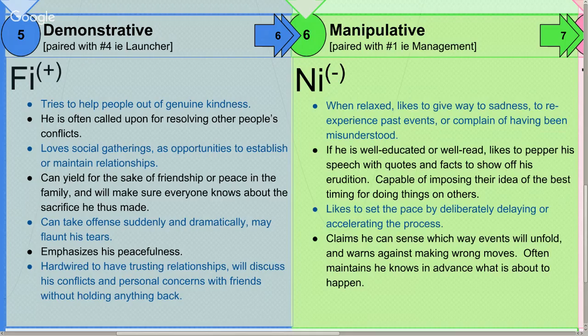Often maintains he knows in advance what is about to happen. No, that's not me. I really don't even get into the prediction game, but I can sometimes make educated guesses as to some things that will happen based on past experience. But I'm definitely not somebody who sits there and says, oh, I know exactly what's going to happen. I am annoyed by the people that do that. So I definitely don't do it, myself.